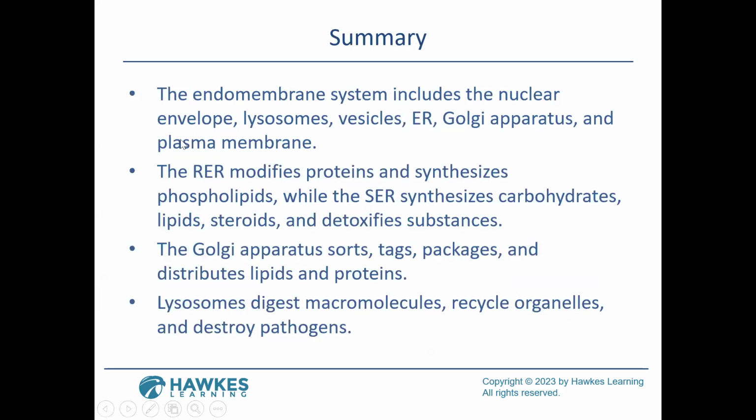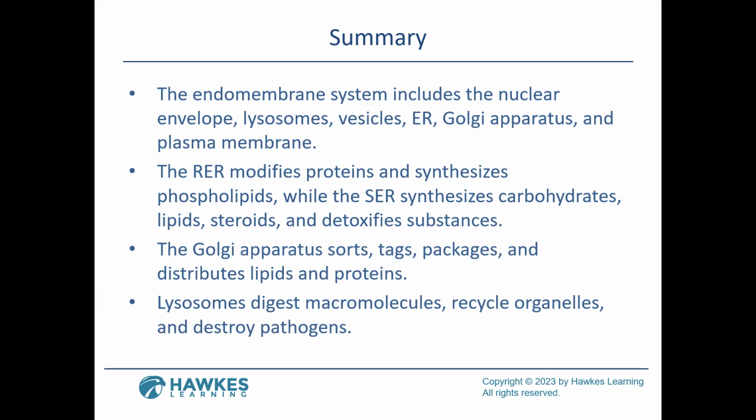Okay, guys. Now we're continuing with the endomembrane system. So the endomembrane system, remember, what does it have? It includes the nuclear envelope, the lysosomes, the vesicles, the endoplasmic reticulum, the Golgi apparatus, and the plasma membrane. The endomembrane system is responsible for the sorting, preparing and packaging of all of the proteins and the lipids that must be exported, imported, and moved around the cell.